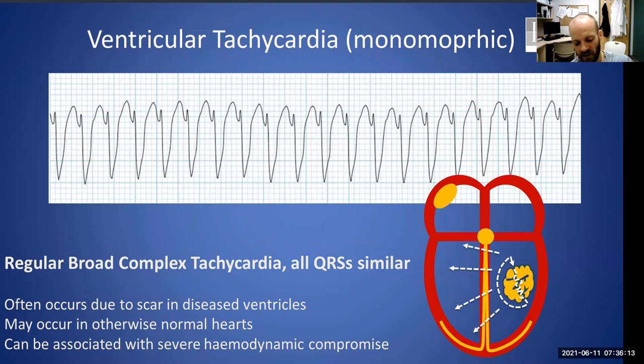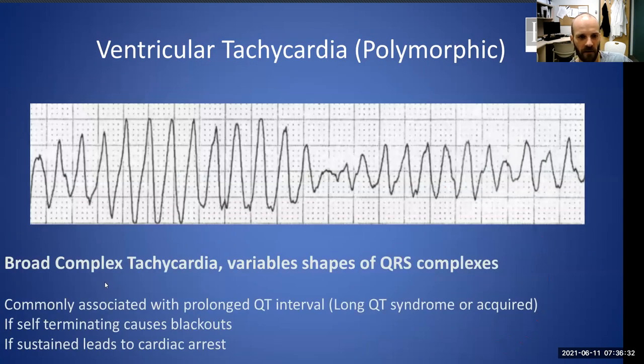So in the context of the inherited cardiac conditions that we're particularly interested in, a monomorphic VT is the sort of thing that's more likely to happen in diseases like arrhythmogenic right ventricular cardiomyopathy, so ARVC. That's the sort of thing that we would see that's more likely to lead to a VT like this. On the other hand, you can get what's called a polymorphic VT, where the QRS complexes vary in shape.